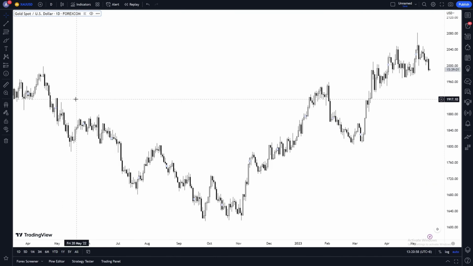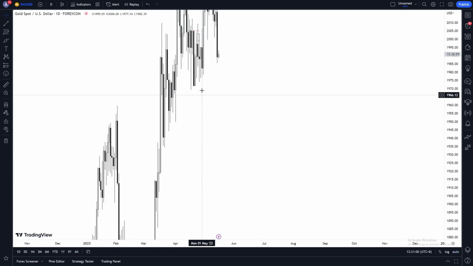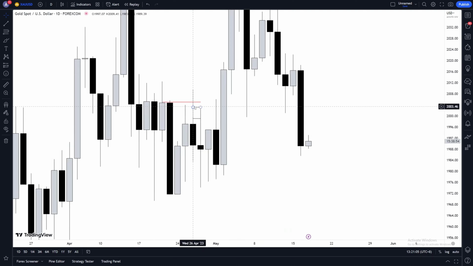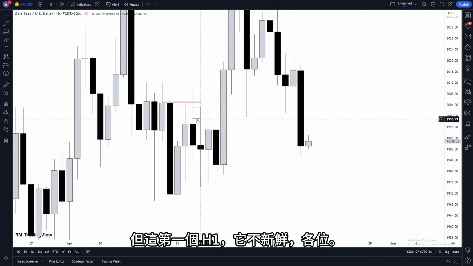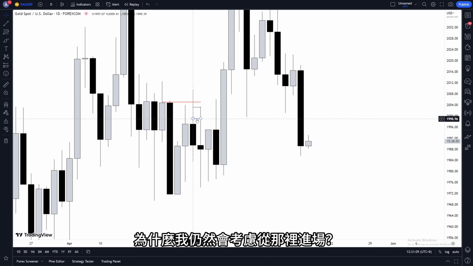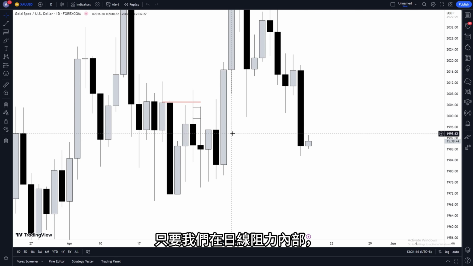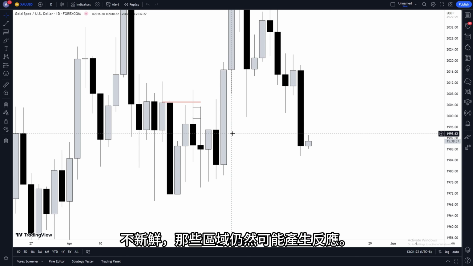Now let's go back to the daily. Now, inside this daily, we have the H1 and we have this other H1, correct? But this first H1, it's not fresh, guys. Why would I still consider an entry from there? Very simple. We are within the daily resistance. And so long as we are within the daily resistance, regardless of whether the H1 or H4 is fresh or unfresh, those are areas that can still produce reactions.